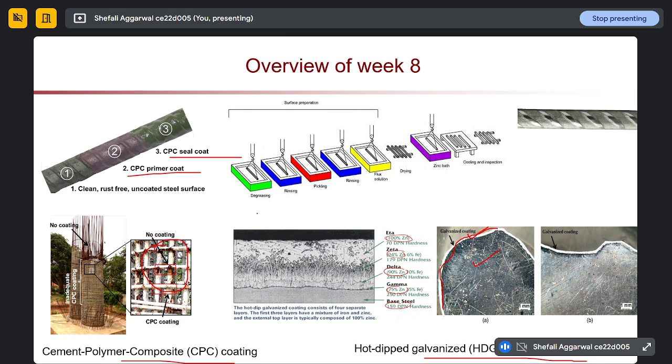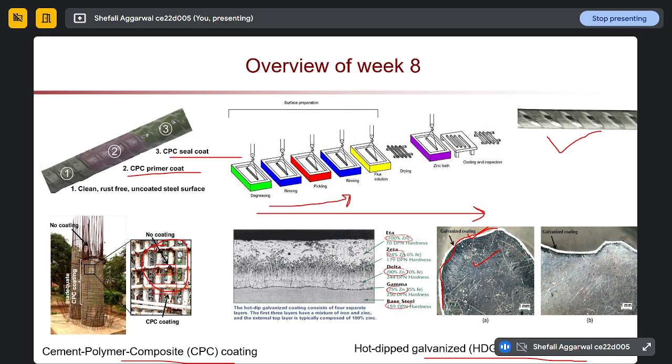This is a typical process of how hot dipped galvanized rebars are formed. First cleaning: degreasing, rinsing, pickling, rinsing. All these steps are for cleaning the rebar. Then it is put in the flux solution. After that, we dry it and dip it in the zinc bath, then cool it down and check the coating thickness and whether it is a proper, uniform coating or not. So this is how a typical galvanized rebar looks, and this is the microstructure of galvanized rebar.